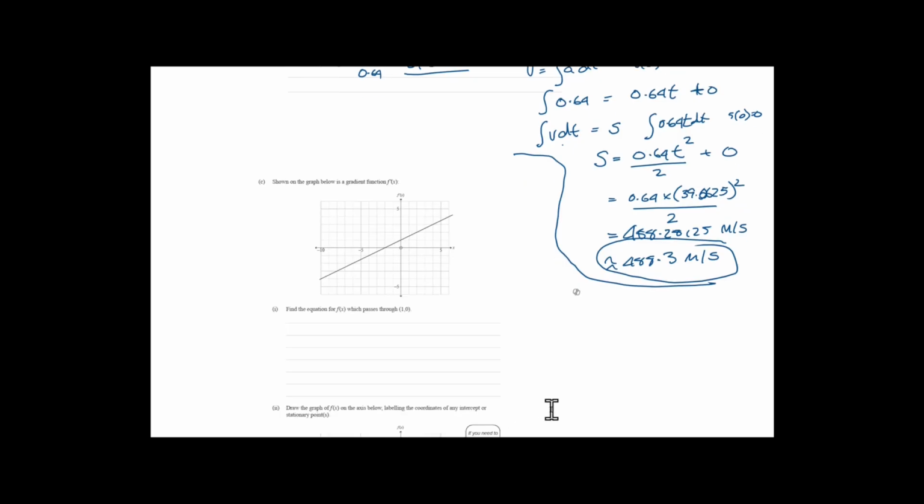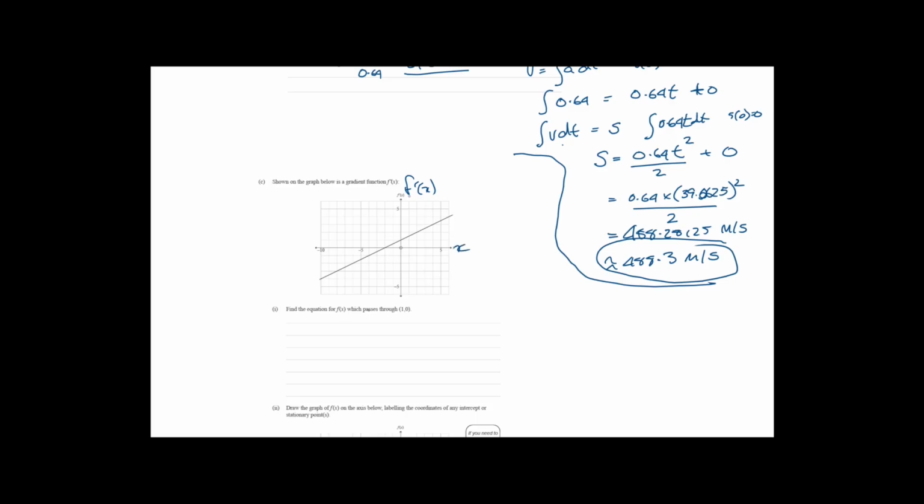Okay, next one. Shown on the graph below is the gradient graph. So it's not f of x, it's f dash of x. You can't quite see that, but this is f dash of x, and this is x.